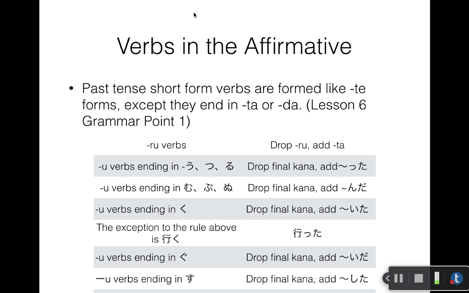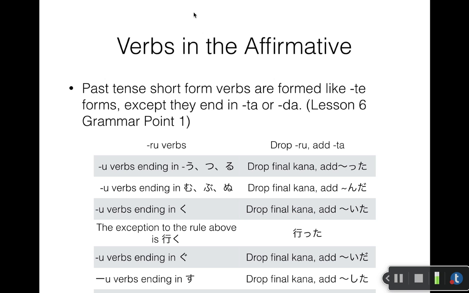If you are feeling shaky on how to make te forms, you can go back to Lesson 6, Grammar Point 1, and review that grammar point. You can also go back and listen to or memorize that te form song, which, although it is corny, is very helpful for remembering how to handle all the different endings of u verbs.